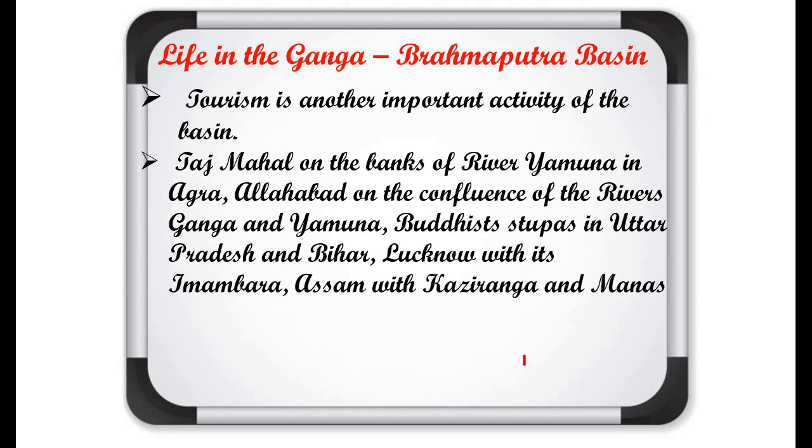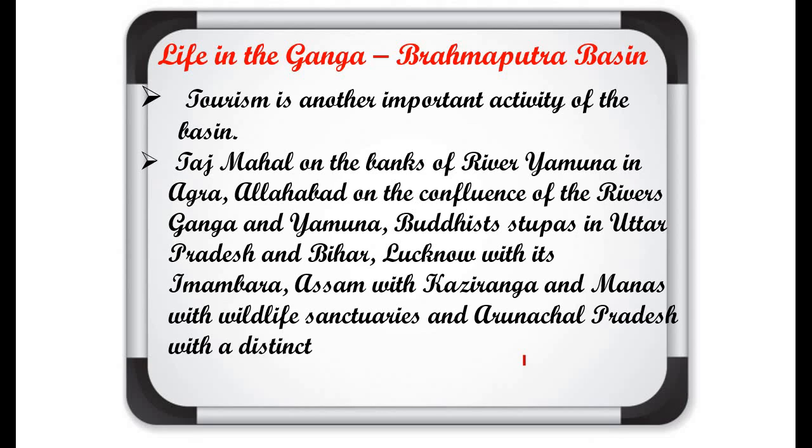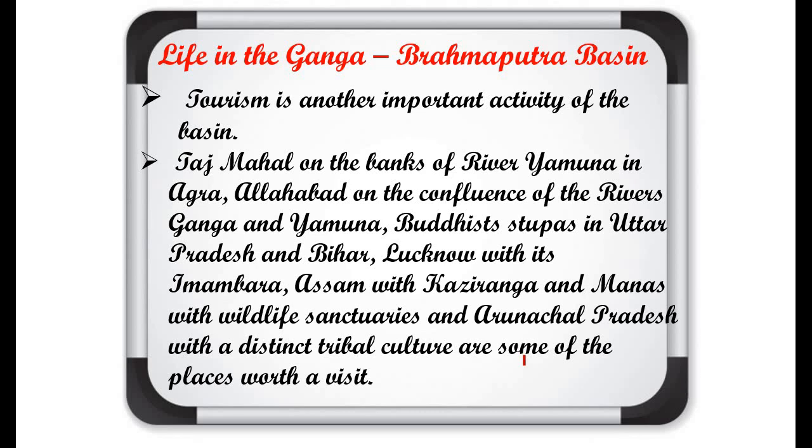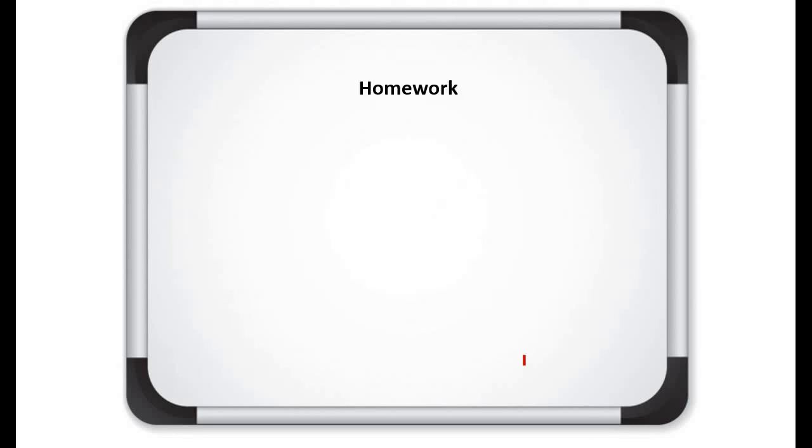Assam with Kaziranga and Manas wildlife sanctuary. You must know the names of these two national park and wildlife sanctuary, Kaziranga and Manas. Both are in Assam. And Arunachal Pradesh is famous for its tribal groups, which follow a different culture. So these are some tourist attraction centers in the Ganga-Brahmaputra basin.